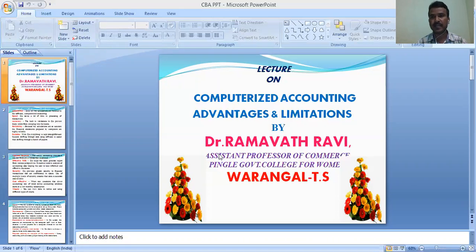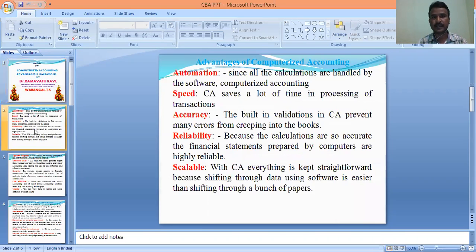Computerized accounting means we are recording financial transactions with the help of a computer along with computer software. This is a brief introduction. Today we are going to discuss the advantages of computerized accounting.